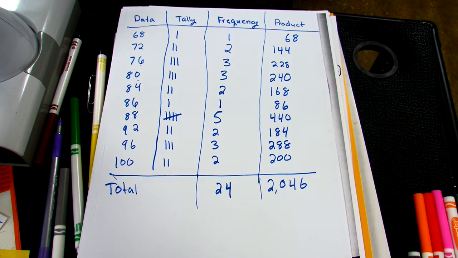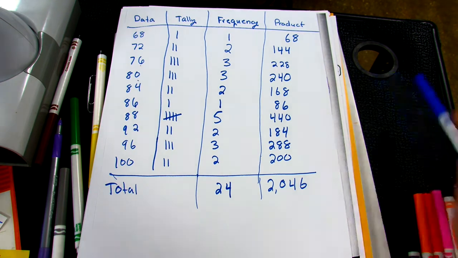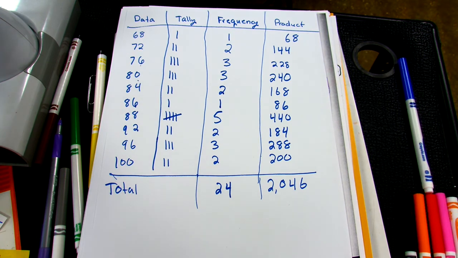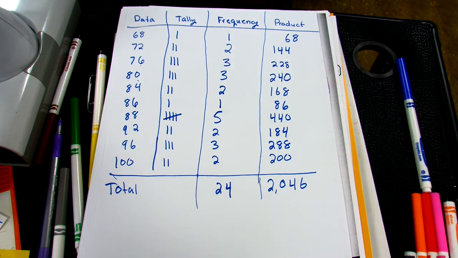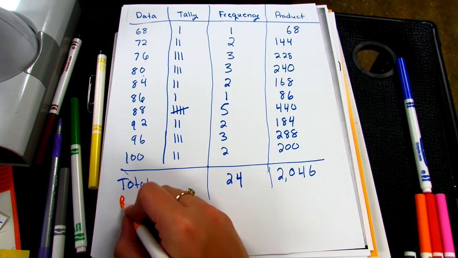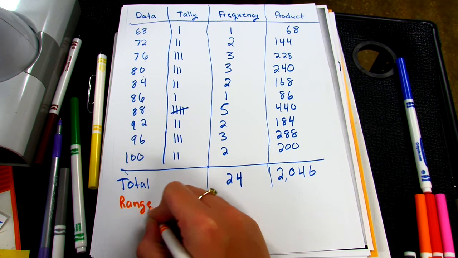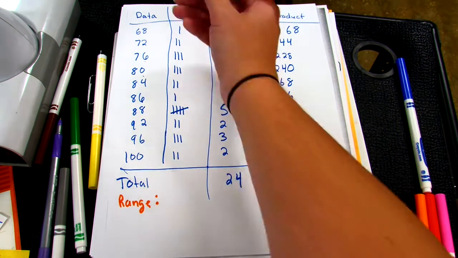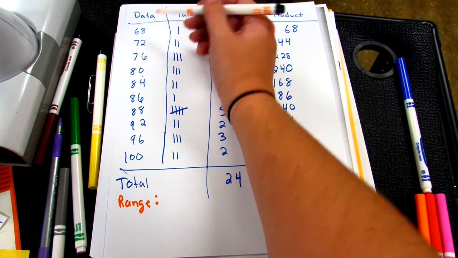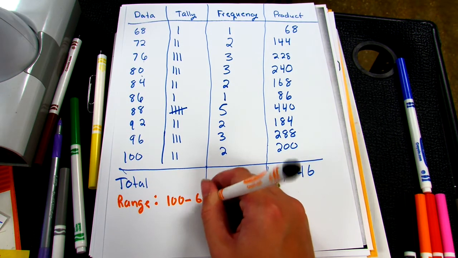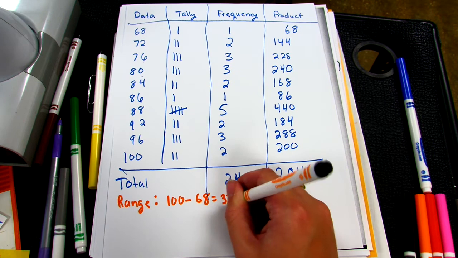Okay, so let's find the range, mean, median, and mode for this data. Okay, so range is pretty easy because we already put it in order, right? Because remember, range is the largest number minus the smallest number. So 100 minus 68, which is 32.